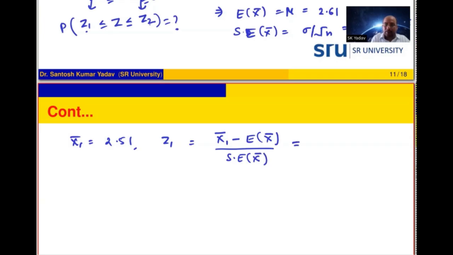This is sometimes written as, in general, we are writing x bar minus mu of x bar divided by sigma of x bar in some notation in textbook. So this is the mean of sample mean, sigma of sample mean. So this we can now write as 2.51 minus 2.61 divided by 0.05, which is minus 2.